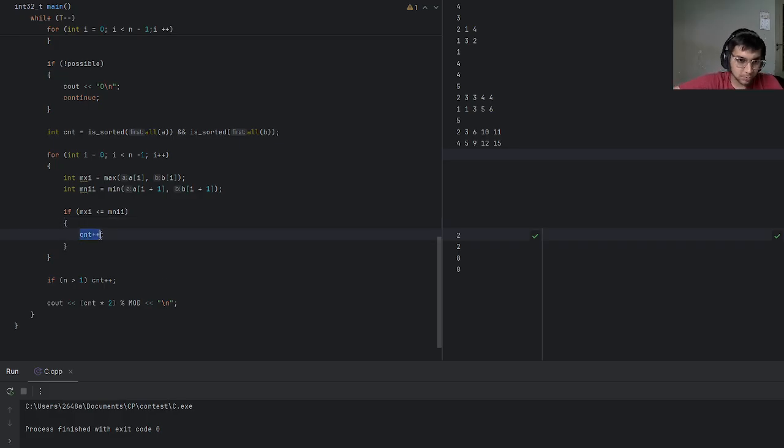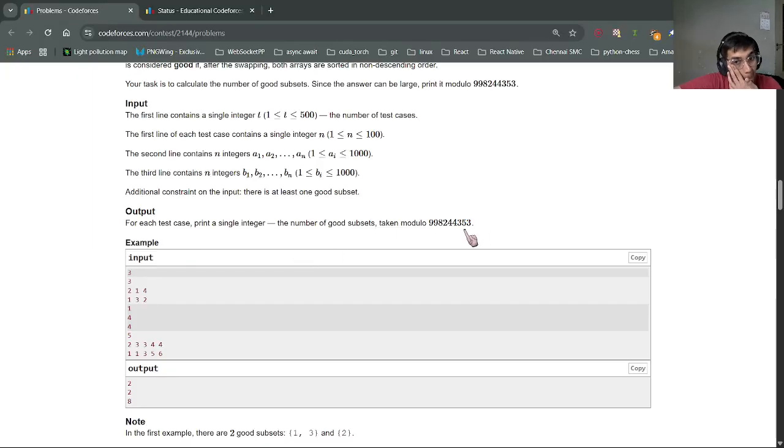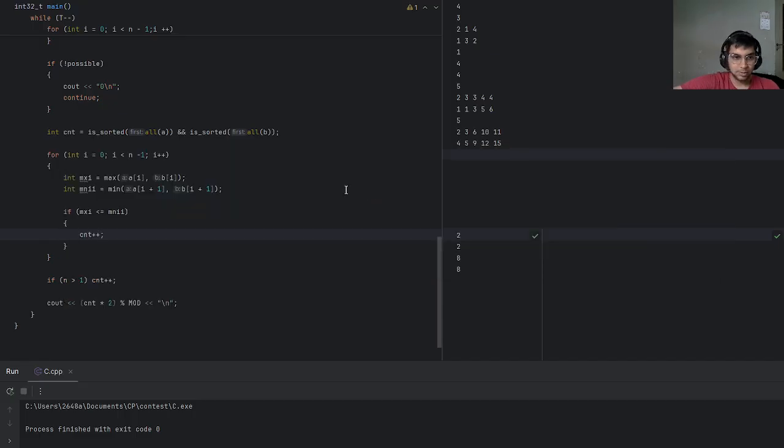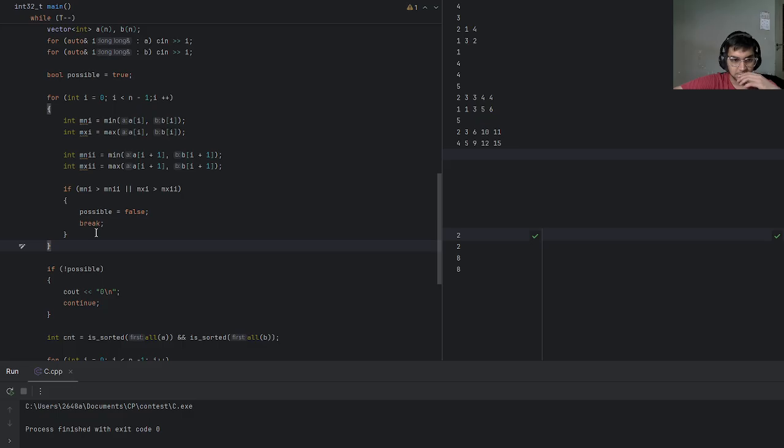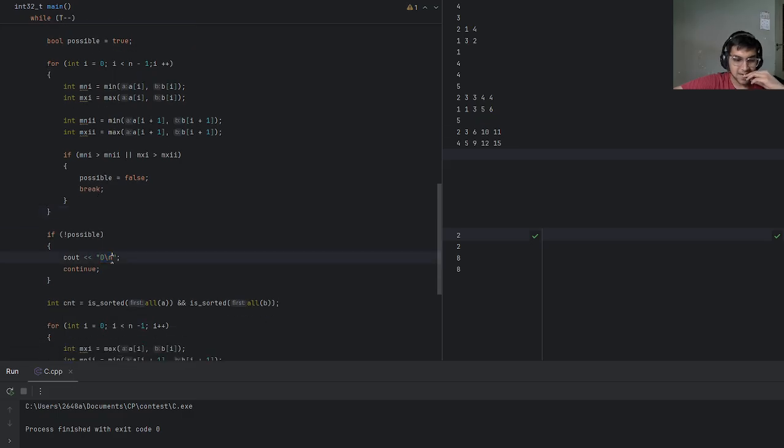I think we don't have to monitor the things. Additional constraint on the input, there is at least one good subset. Why did I read this? With at least one good subset. That means this state that you're looking for doesn't happen here.